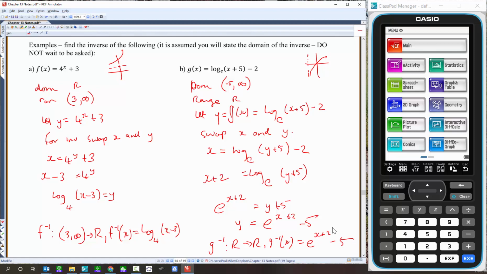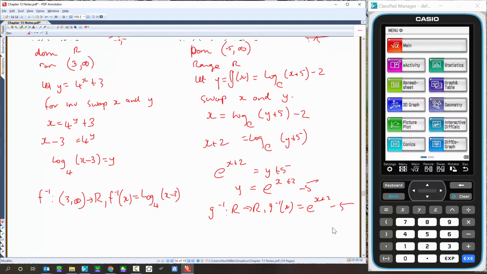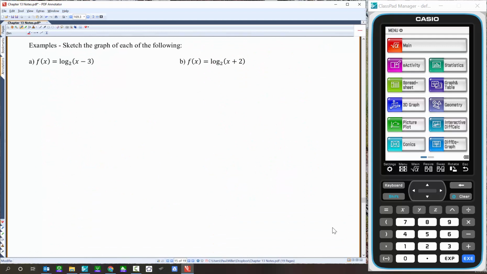Okay, sketch the following. It's very important to note what the basic log graph looks like. So y equals log base 2 of x is going to look like this. That's what the basic logarithmic graph will look like, where its intercept is going to be when x is 1, y is 0.